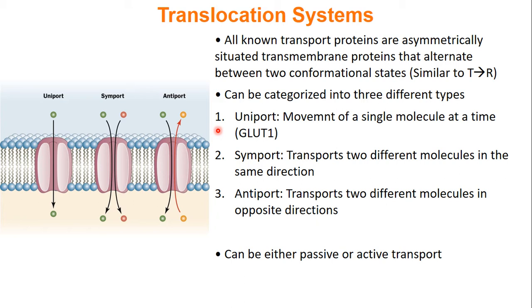And for these translocation systems, we have three classes. We have uniports that will only transfer one molecule at a time, so GLUT1 is a uniport. We have symports, which will take two different molecules and transport them in the same direction. And we have antiports, which have two different molecules going two different ways. And these can either be passive transport or active transport. Again, active uses energy because you're going against some kind of gradient. We'll look at these systems a little more in depth in the next video. But for now, this is the end of this video, and I'll see you in the next one.